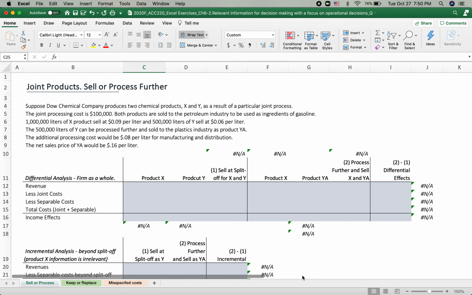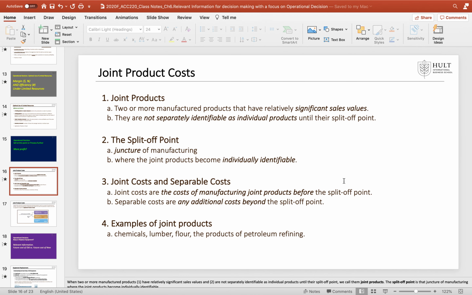Then the next exercise is joint product. If we sell or process further our product, it is also part of the relevant information for decision making with a focus on operational decisions. As we discussed in class, we talked about the joint products, two or more manufactured products that have relatively significant sales values. We also identified what is the split off point, that is the juncture of the manufacturing.